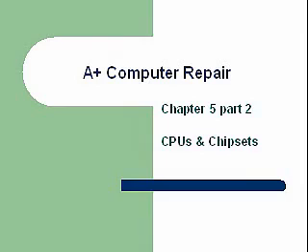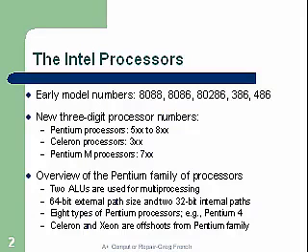Today we're going to be covering Chapter 5, Part 2 in our A+ computer repair series, CPUs and chipsets. The Intel processors. Early model numbers were 8088, 8086, the 286, the 386, and the 486.